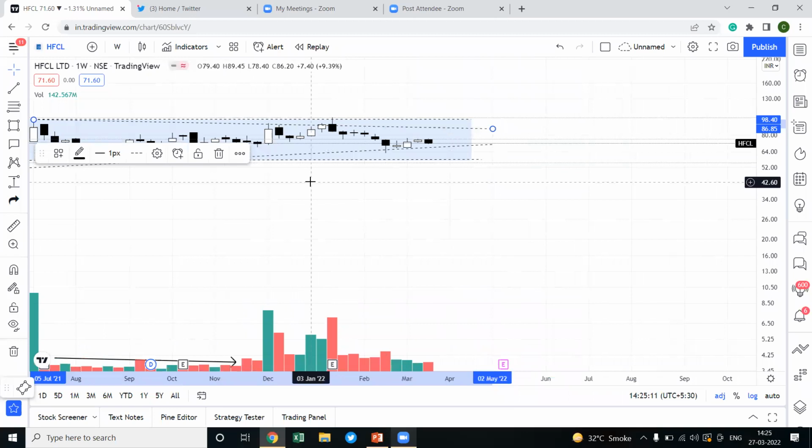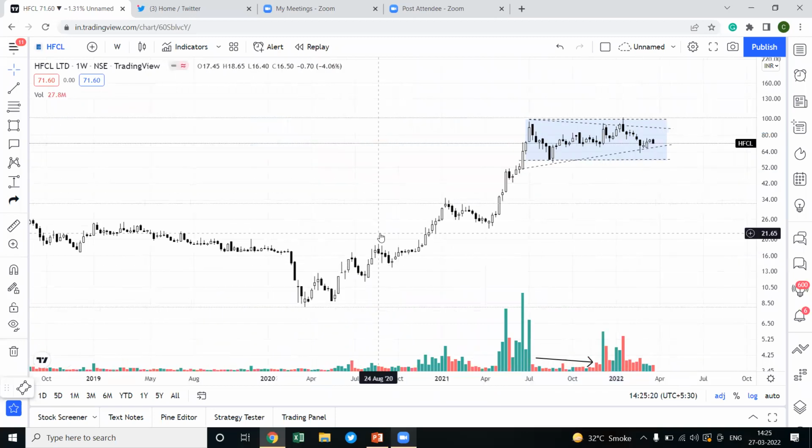But right now, the overall trend on the weekly chart is sideways. So you have to just wait and watch. Unless that range is broken, you cannot conclude anything. I hope I have solved your question. I think so. Yes, okay.